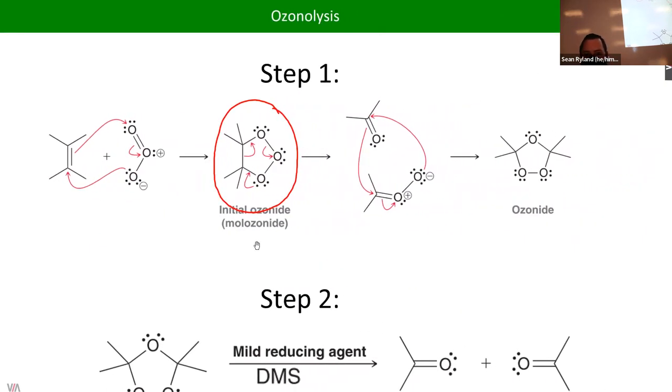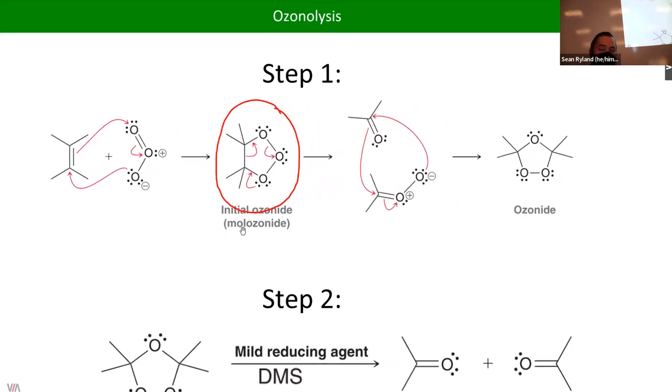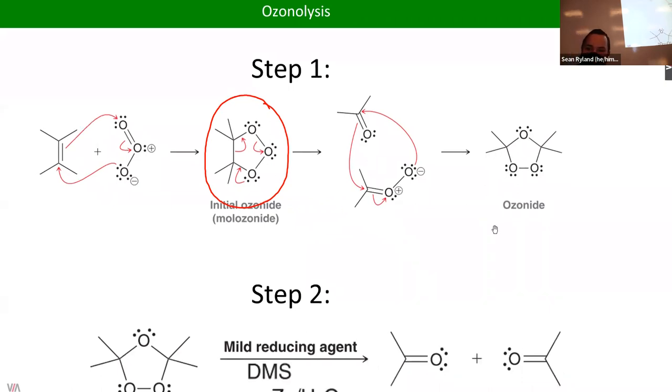Then it does this sort of weird rearrangement where it goes from the initial ozonide to a more stable ozonide. So this initial ozonide, which is also called the molozonide, and I actually have no idea how it's pronounced. I've never actually heard it pronounced in real life. So I would assume it's molozonide, but who knows? And basically you wind up breaking off part of your molecule. You break that carbon-carbon sigma bond in order to have it rearranged to make this more stable ozonide.